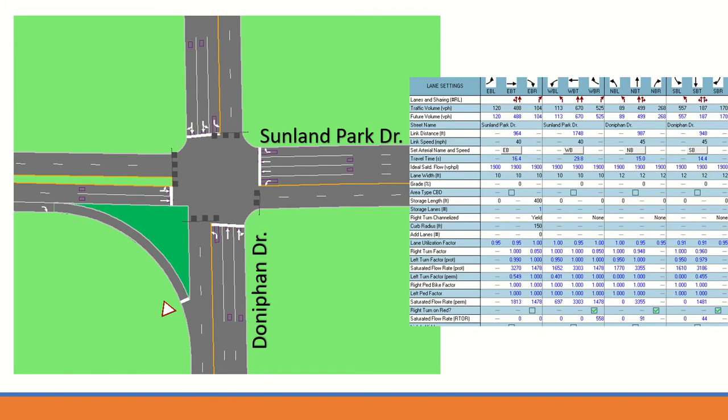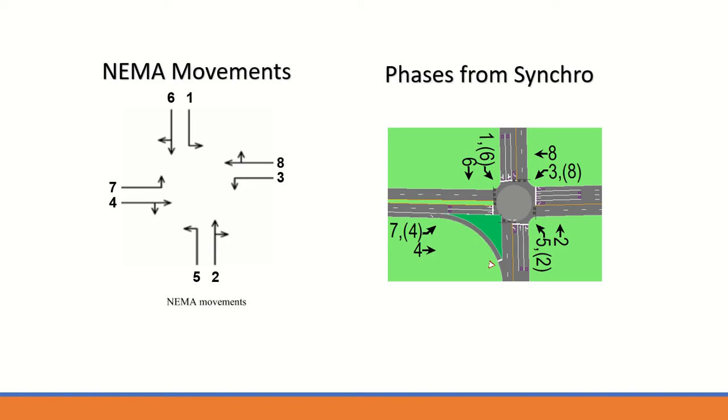Lane settings. This shows the lane settings that I used for this project. We were told not to use the eastbound right turn, but I went ahead and added it. I made sure to mimic what's really out there, including the storage length, which is 400 right here. I also added all the speed limits and made sure that the right turn movement on the eastbound leg was a yield. These are my NEMA movements and the phases from Synchro.